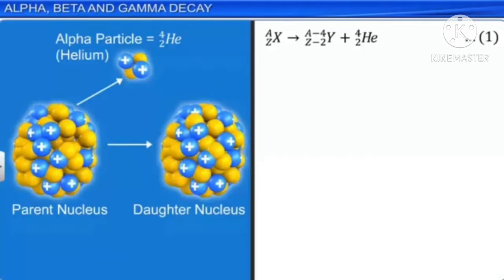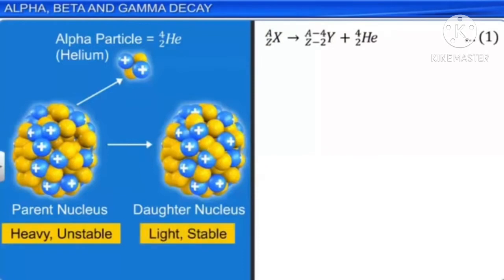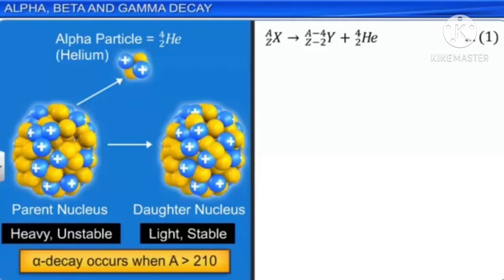If a radioactive nucleus X having an atomic number Z and mass number A emits an alpha particle, then it transforms into a nucleus Y with atomic number Z-2 and mass number A-4. Let this be equation 1. The heavy nucleus emits an alpha particle, thereby reduces its mass and hence moves towards stability. Alpha decay occurs in all nuclei with mass number A greater than 210.